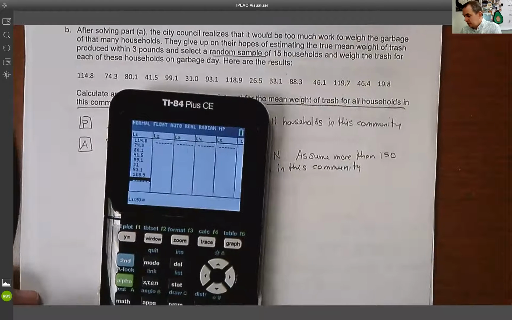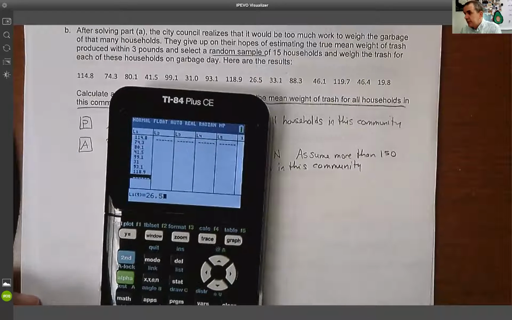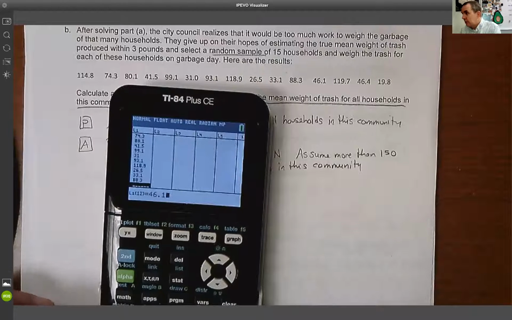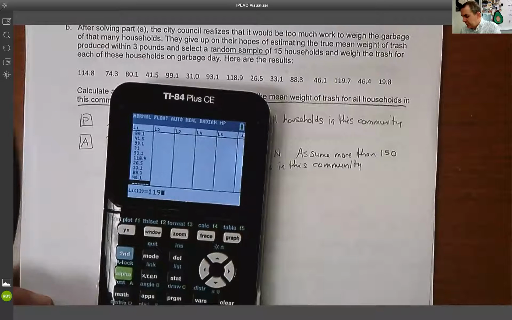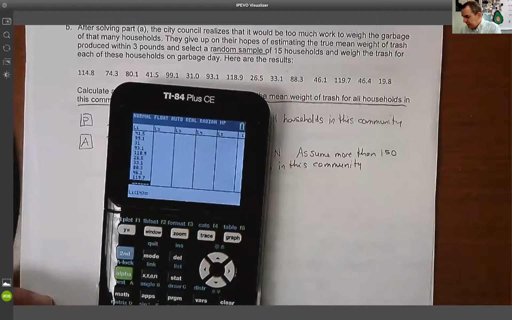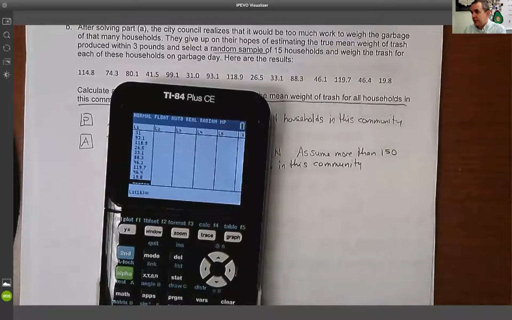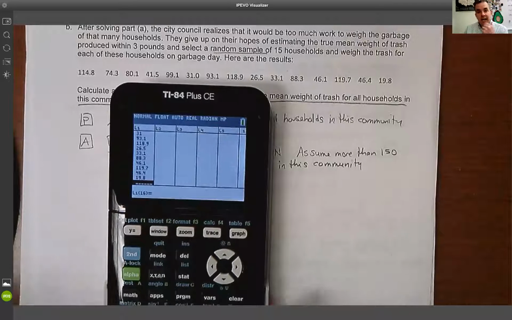118.9, 26.5, 33.1, 88.3, 46.1, 119.7, 46.4, and 19.8. Okay, so I've got my 15 data points in the calculator. What I need to do is I need to look at that data. I need to see that data visually, and I need to see that there's no strong skew or no outliers.